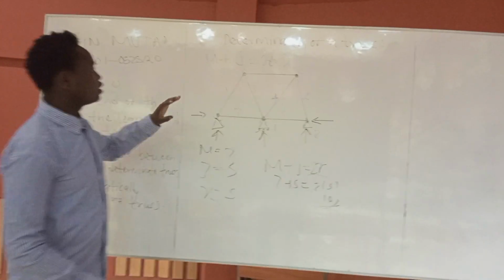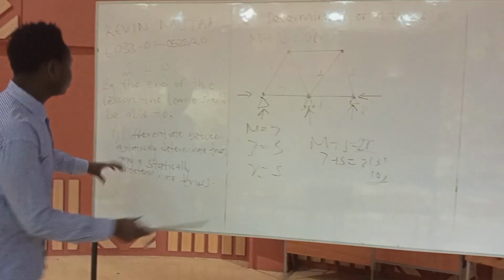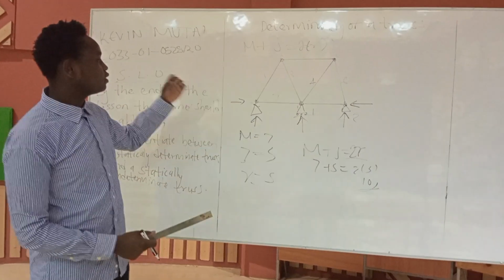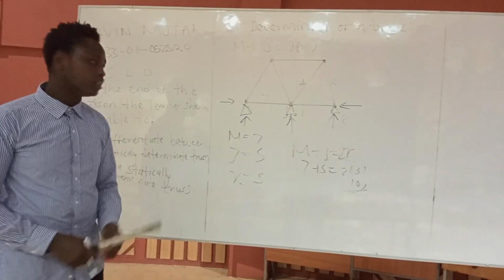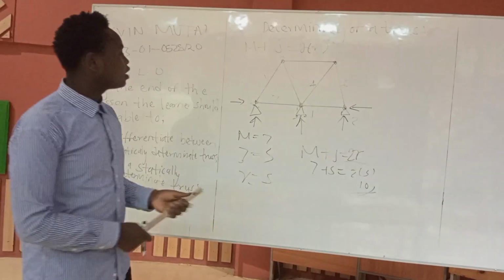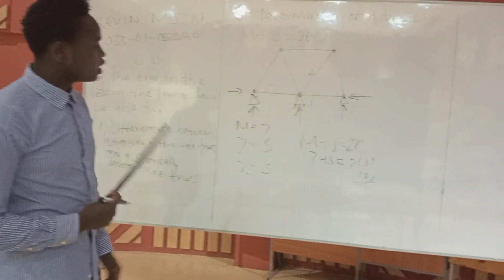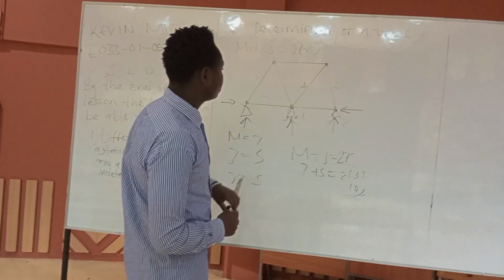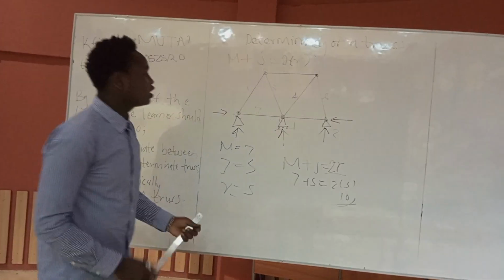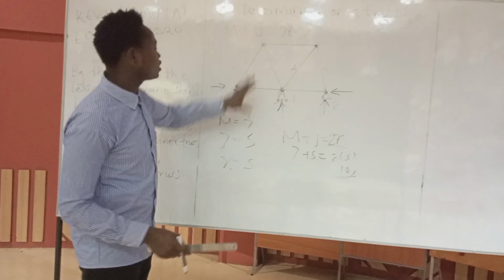So we've come to the end of the lesson. I think the whole objective was achieved, and you've understood. You can now determine if a truss is determinate or indeterminate. Let me give you an assignment. I want you to use this roller support and make it to be fixed. Then you determine the determinacy of this truss.